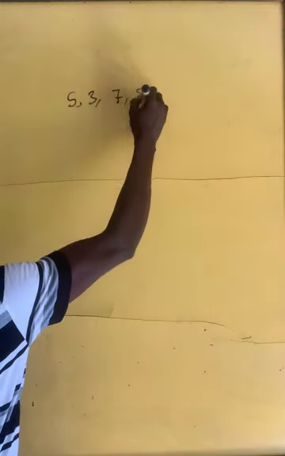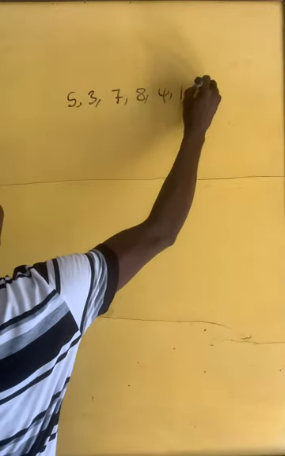I am Ensan Augustine. In this lesson, we are going to look at how to find the simple mean, the mode, and the median of a set of numbers. Now, if I have the set of numbers: five, three, seven, eight, four, one, five.